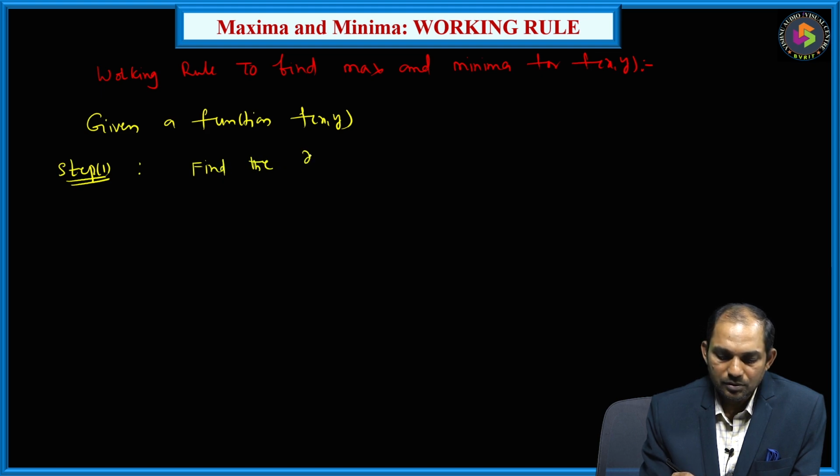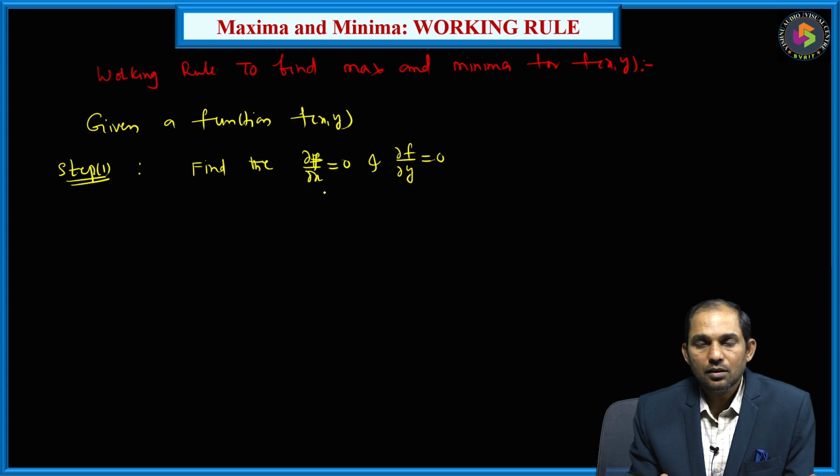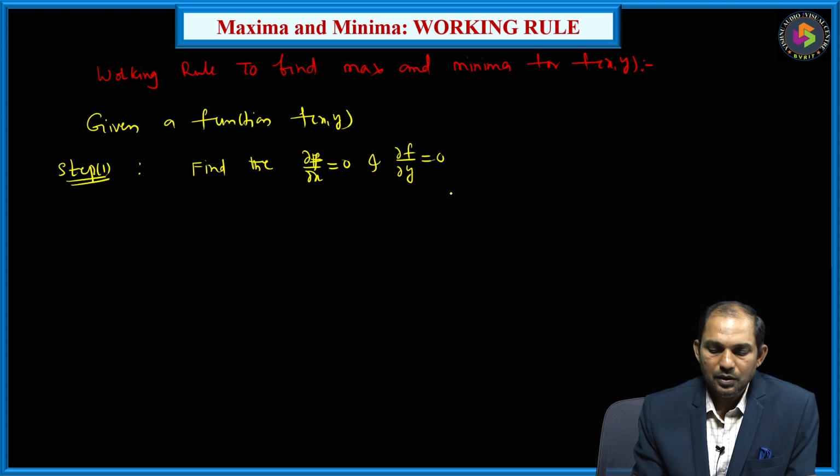the partial derivatives dou f by dou x equal to 0 and dou f by dou y equal to 0, and these are called the sufficient condition for a function to admit either maximum or minimum. So, compute the partial derivatives and put equal to 0. Therefore, we are going to get two equations. By solving these equations, we are going to get points in the form of ordered pairs x comma y, which are a1 comma b1.